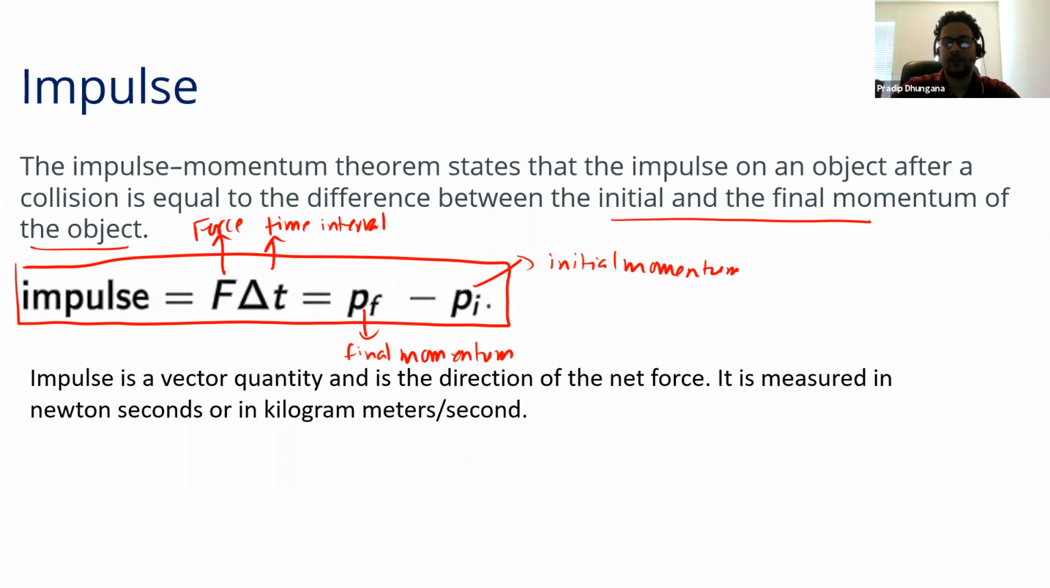And impulse is a vector quantity, and its direction is along the direction of net force. And it is measured in Newton second because force is measured in Newton and time is measured in second, or in kilogram meter per second. That is the unit of momentum as well. So that is all about impulse.